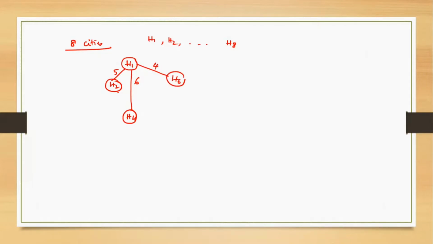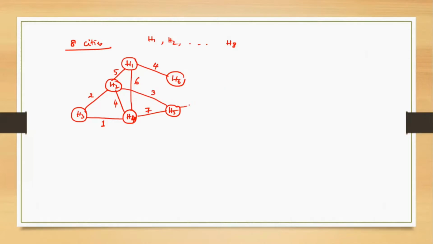Then assume that somebody can move from H2 to H3 with the cost of 2 units. Then somebody can move from H2 to H4, with the cost of 4 units. Anyone can move from H3 to H4 with the cost of a single unit, that is 1. Somebody can move from H4 to another city, H5, with the cost of 7 units. Somebody can move from H2 to H5 also with the cost of 3 units.